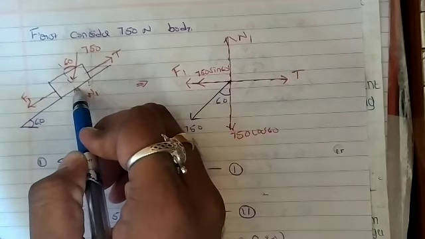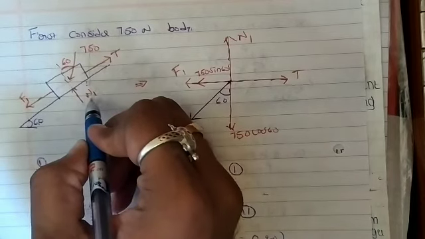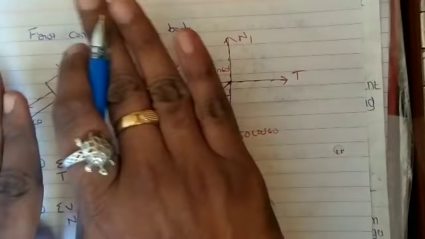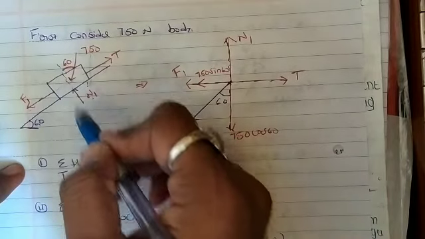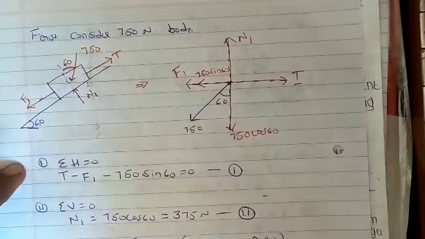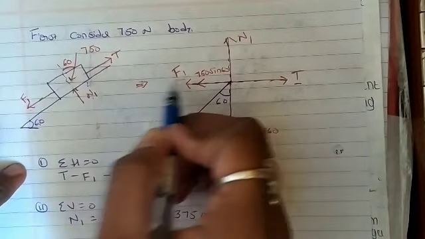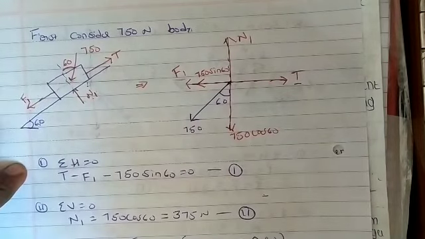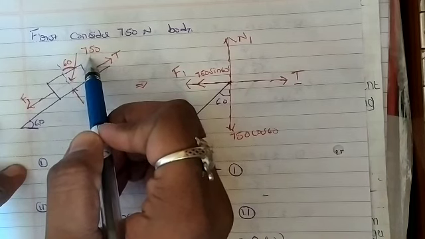At every contact surface there exists a normal reaction. So this is N1. This is your x-axis, this is your y-axis. Tension force is acting along the positive x-axis, F1 acting along the negative x-axis, N1 acting vertically upwards, or you can say along the positive y-axis.